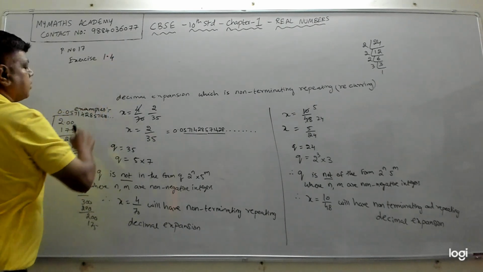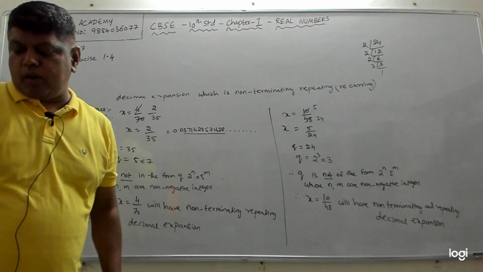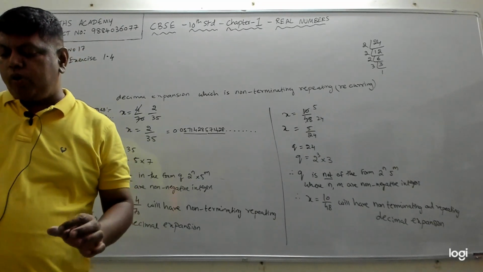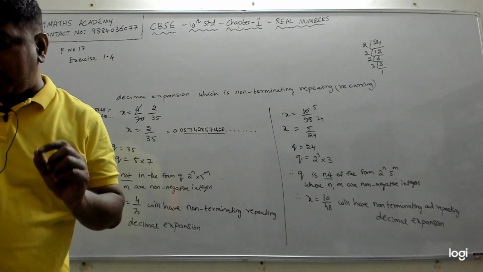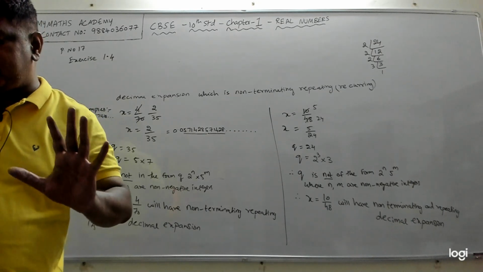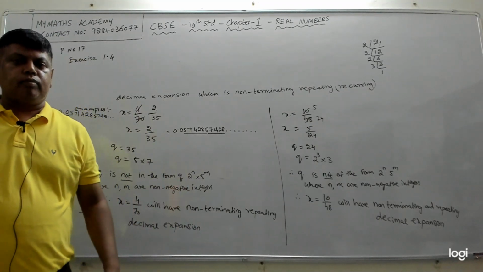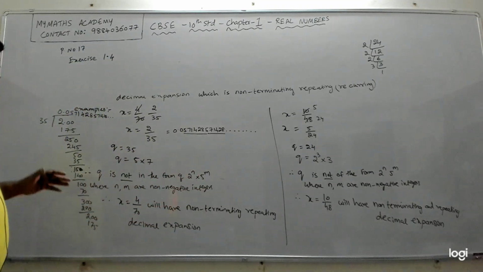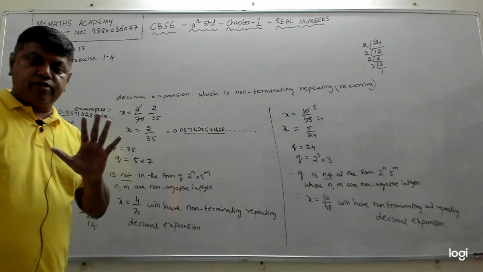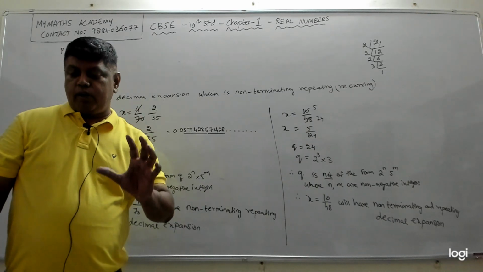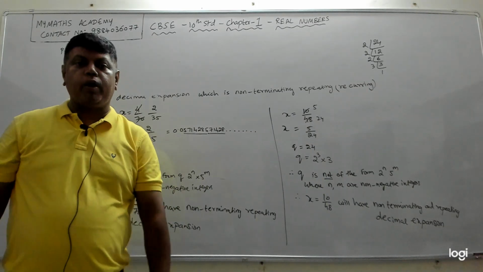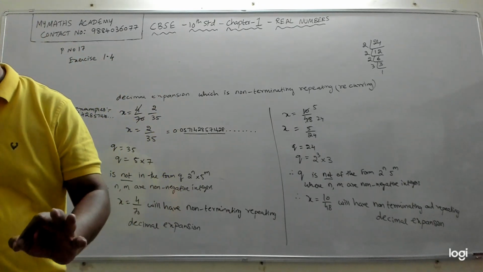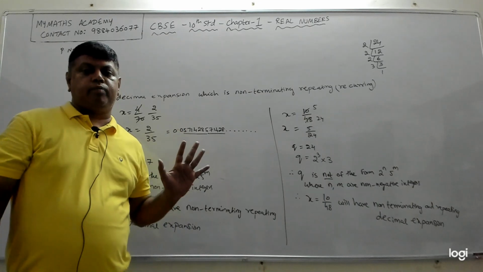Exercise 1.4. What it says is, without actually performing the long division, state whether the following rational numbers will have a terminating decimal expansion or non-terminating decimal expansion. We have to check without actually dividing. We should not do the actual division. Without that, we have to say whether the given fractions in question number 1 will have a terminating decimal expansion or a non-terminating repeating decimal expansion.